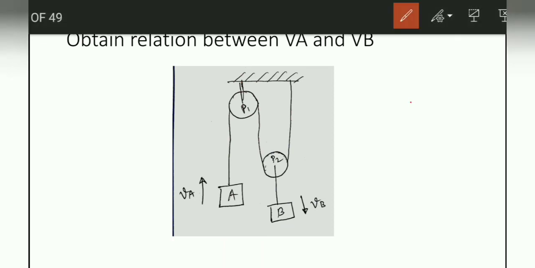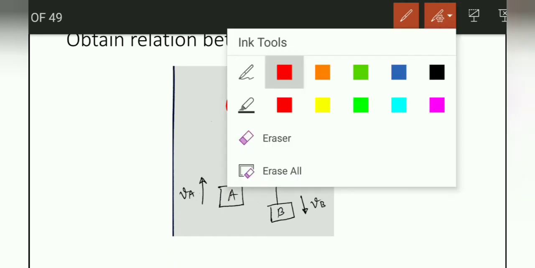So we have a movable pulley here and a fixed pulley here. This is the combination of the pulleys. Now we are slowly increasing the level. This is object A, and it is moving up with a velocity Va. Now this is object B, which is moving down with a velocity Vb. Now we will obtain the relationship between Va and Vb.